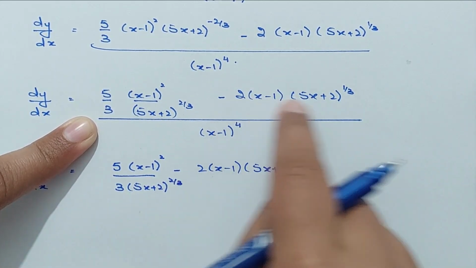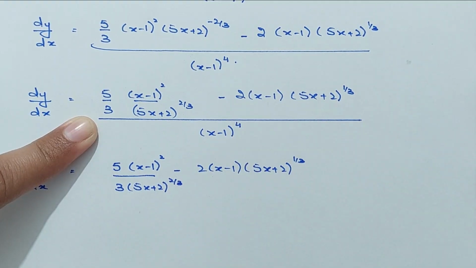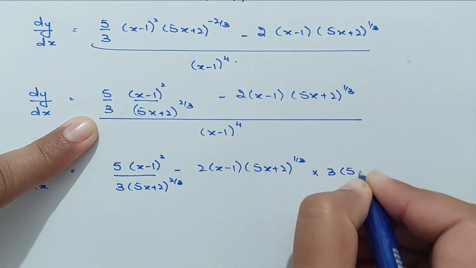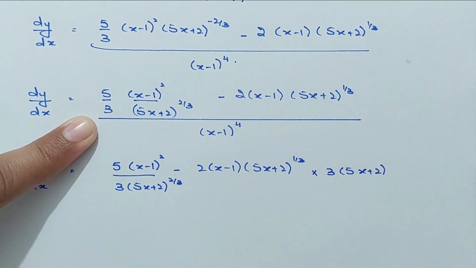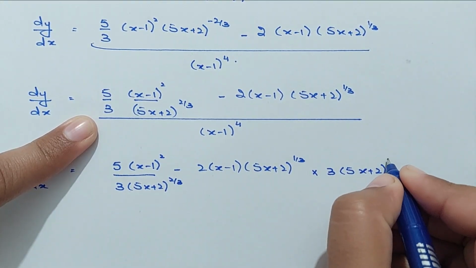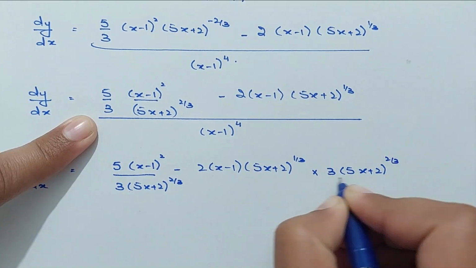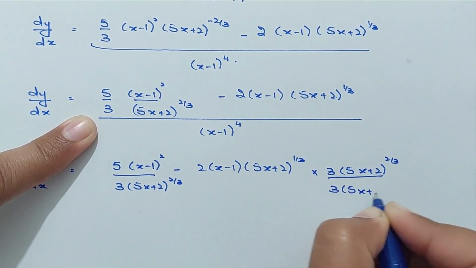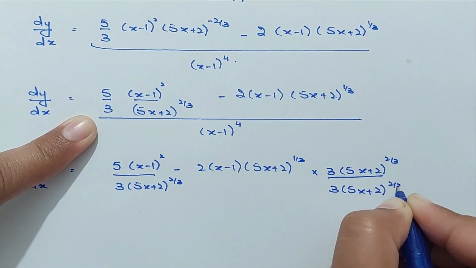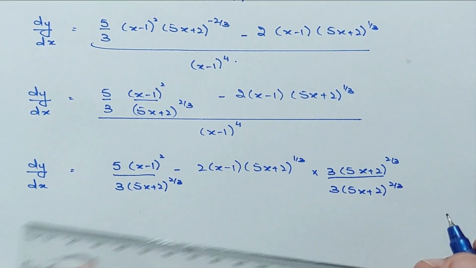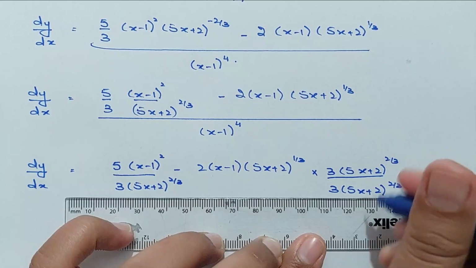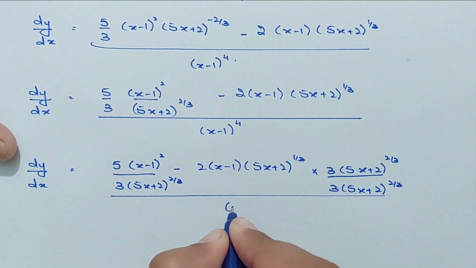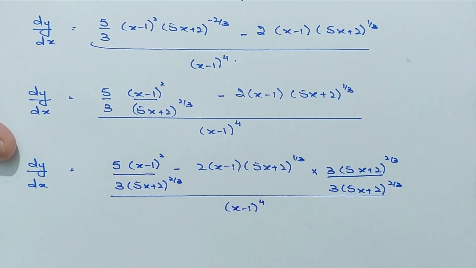Let me make this denominator the same. Its denominator is just 1, right? So we have to multiply and divide by 3 (5x plus 2) to the power 2 by 3 over 3 (5x plus 2) to the power 2 by 3, right? Okay. The denominator stays the same, which is (x minus 1) to the power 4, right?